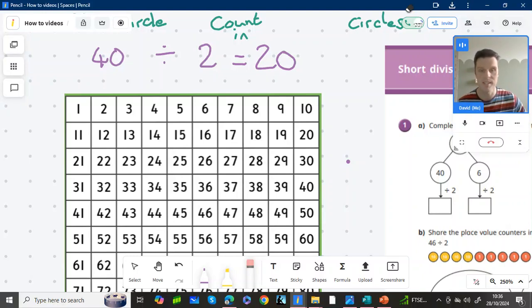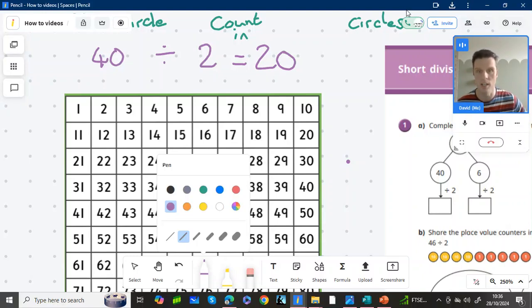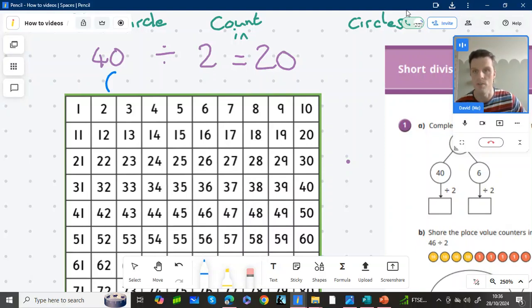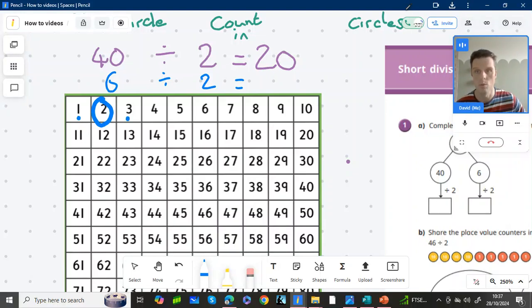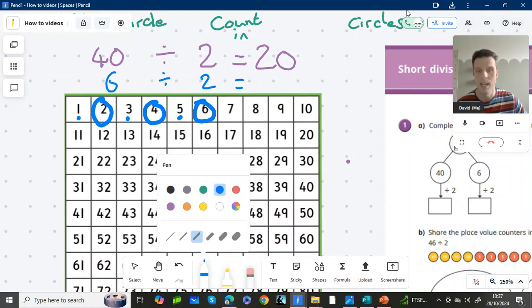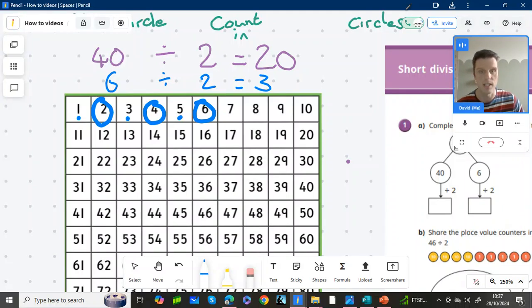So the second part was 6 divided by 2. So I'm going to change the colour. Let's do blue for this one. 6 divided by 2 equals, now we know 6 is the final circle, and we're going to be counting in 2s, so we're going to do that again. So 1, 2, 1, 2, 1, 2, a bit easier that time. And then my answer was the number of circles. So I've got 1, 2, 3, so my answer is 3.